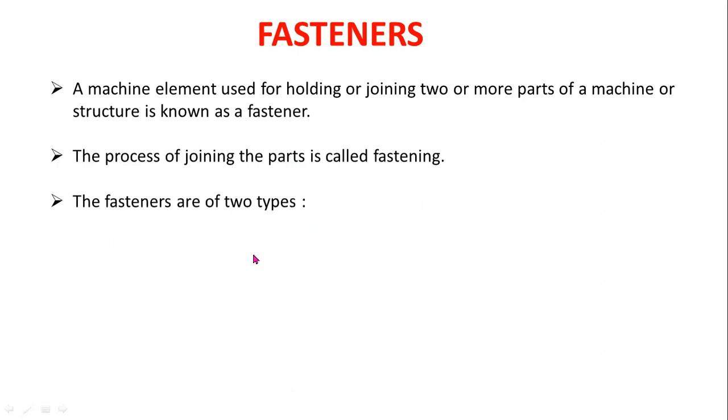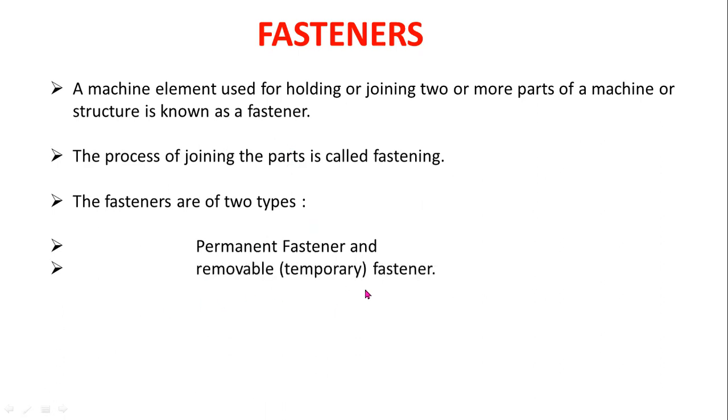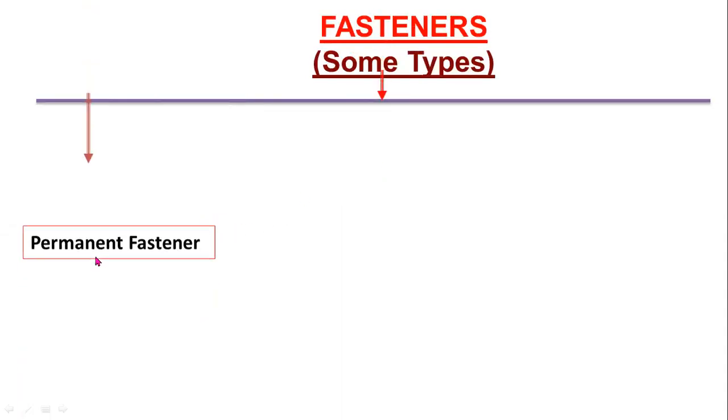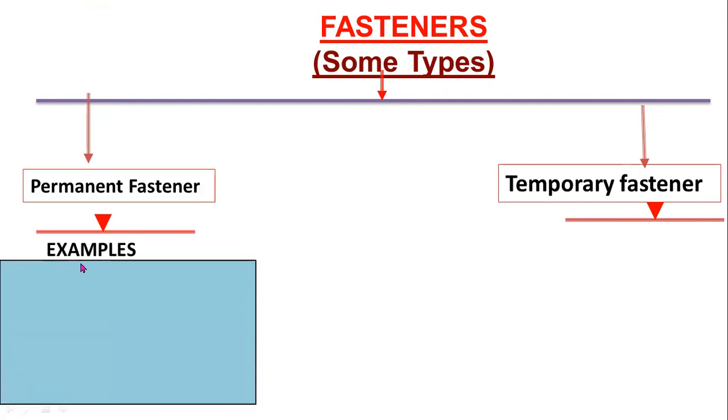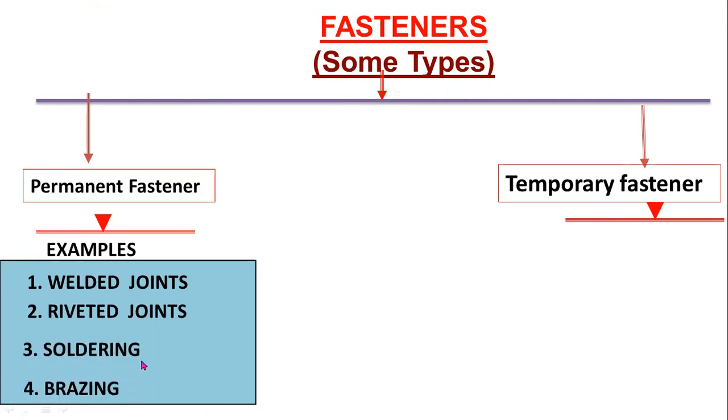The fasteners are of two types: permanent fasteners and temporary fasteners. Temporary fasteners are also known as removable fasteners. Examples for permanent fasteners are welded joints, riveted joints, soldering, brazing. These are some examples for permanent fasteners.